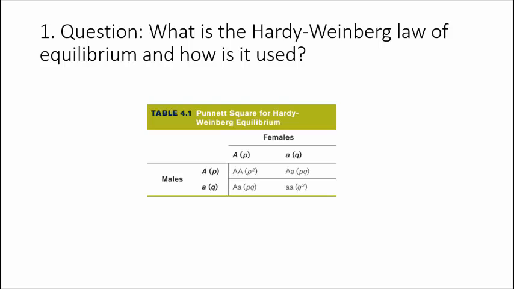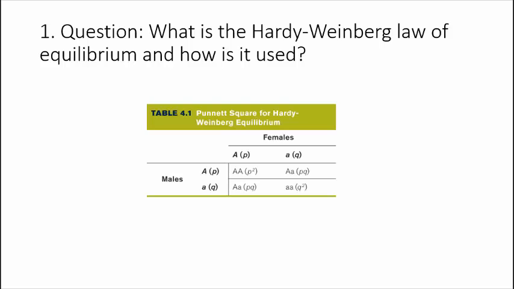Godfrey Hardy and Wilhelm Weinberg created a mathematical equation used to test whether genes in a population are being affected by one of the four forces of evolution. The Hardy-Weinberg equilibrium model is an ideal set of conditions in which a gene is in a state of equilibrium. There is no mutation, natural selection, gene flow, or genetic drift occurring.